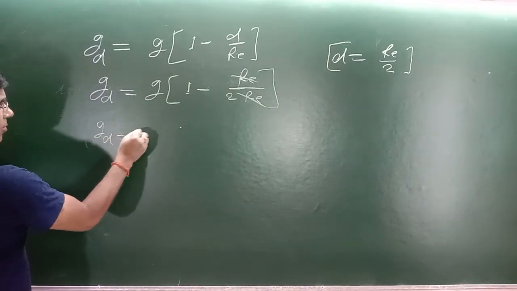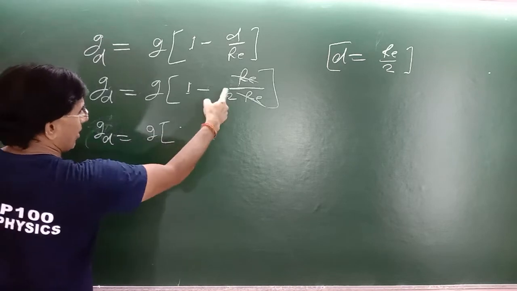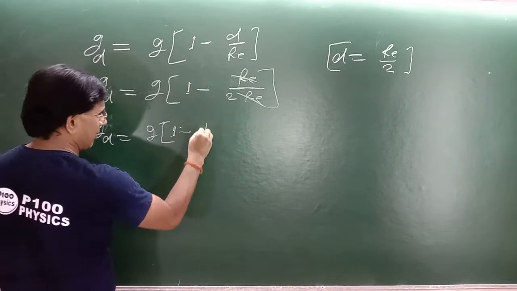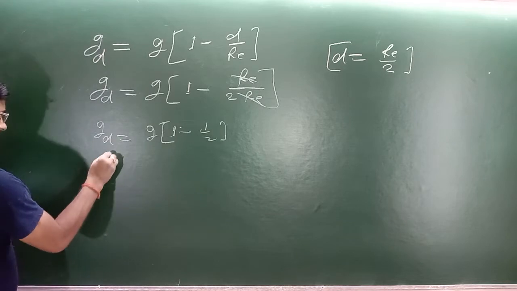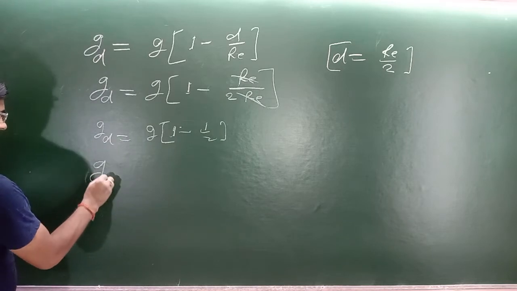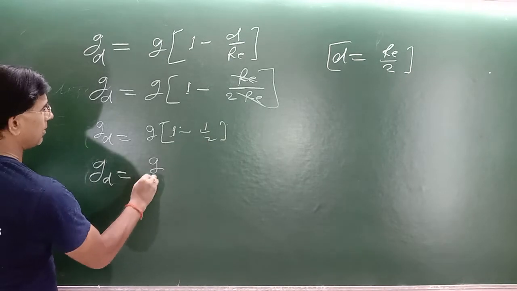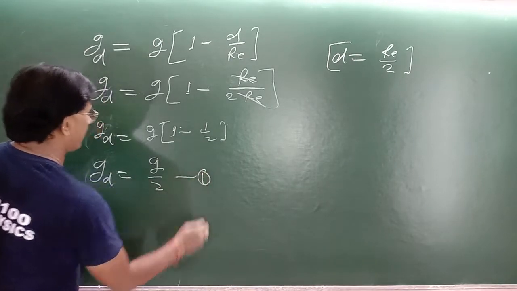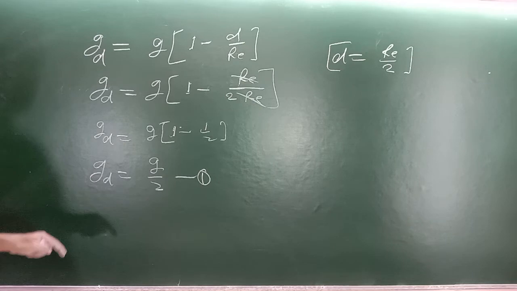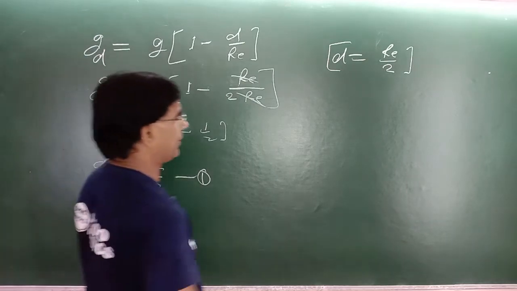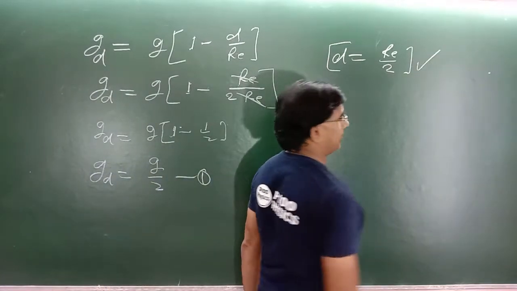Gd will be how much? g times 1 minus 1 by 2. What happens? Gd will be g by 2. This is the value: gd equal to g by 2. Fantastic.